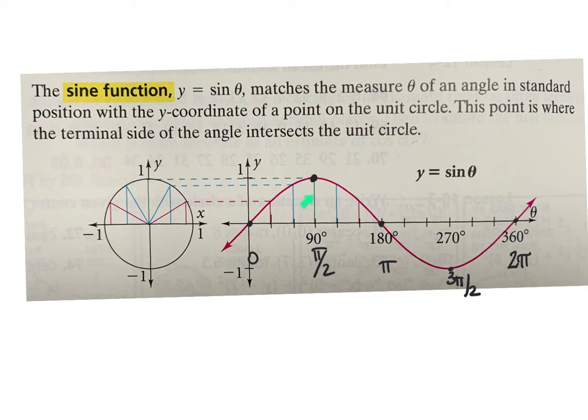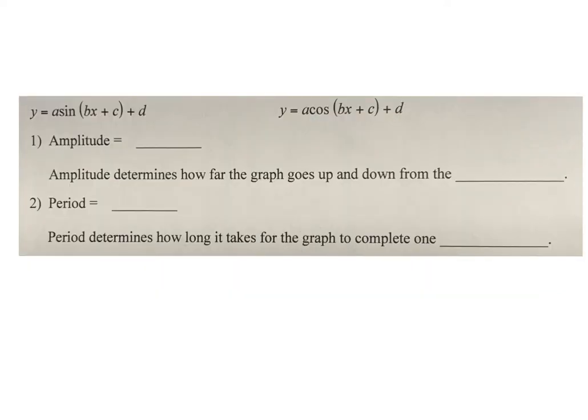So we started at 0. We went up to our amplitude. We went back to 0. We went down as far as our amplitude would let us go down, right? Distance away. And then we went back to 0. And that is your sine function, and that's how your sine function will always cycle, by the way.